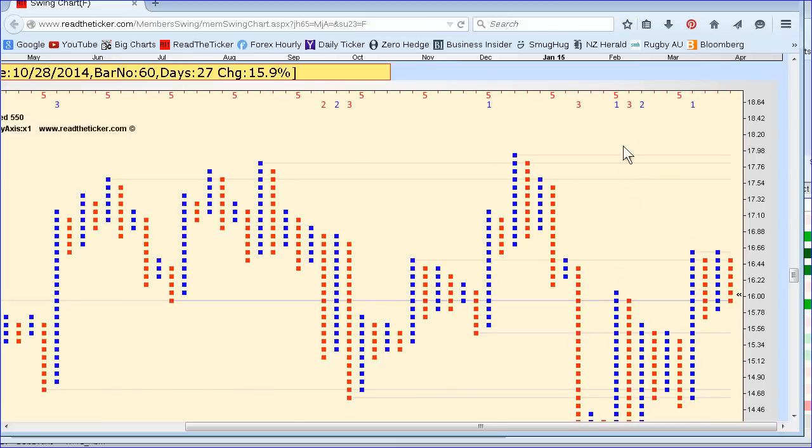2. So this one, the 3. This 3 went down 11.6% in 8 days. That's a fast-moving 3. Here we had another, this is a 1, it went up 15% in 27 days.